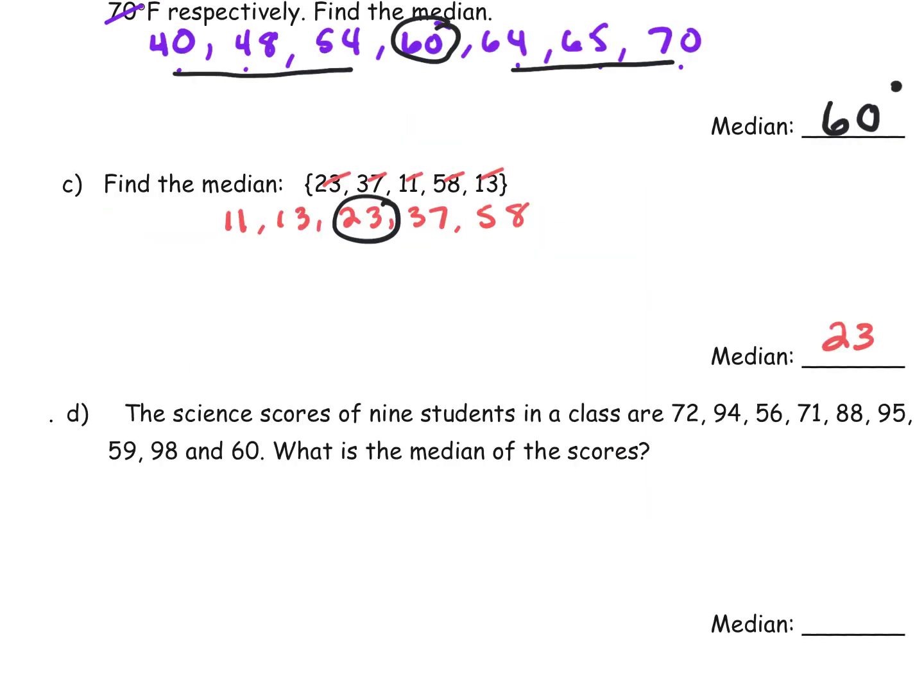For letter B, there's only 5 data items, and the smaller the amount of data items, the easier it is to see the middle number. So the median is 23. Please go on to letter D.